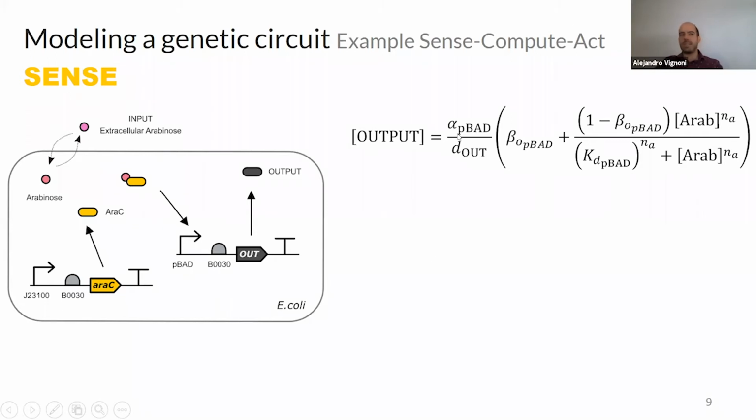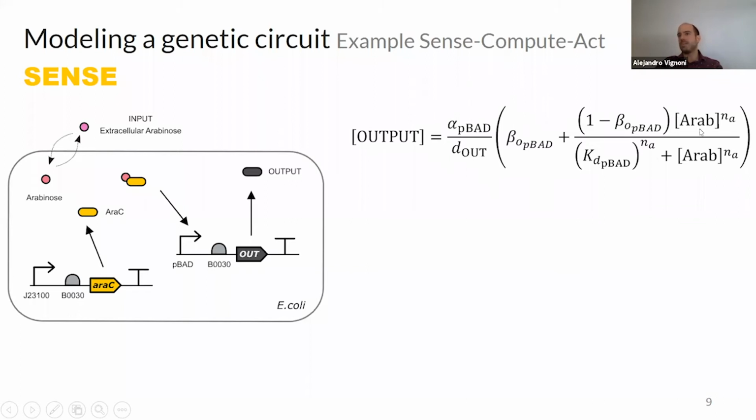So that is what is called basal expression. If we write the Hill function like this, here we put the basal expression, and here we put 1 minus the basal expression. This is a way to write the Hill function that allows us to put here the maximum expression level.